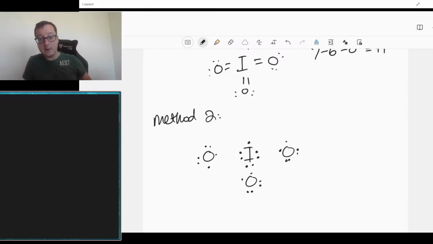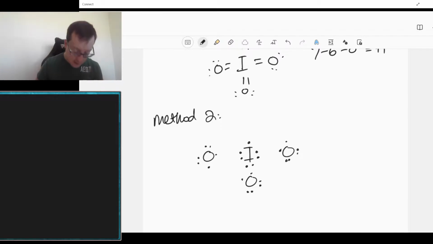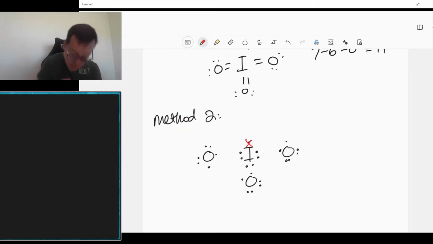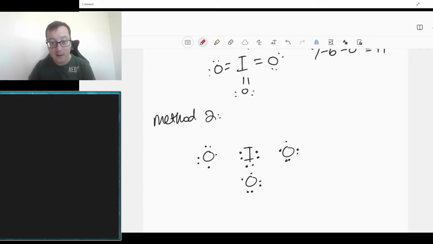Iodine has 7, the oxygens have 6. Positive charge means we are going to remove one from the central atom. So I'm going to just put a little X there. That's the one we're getting rid of. Doesn't matter which one you get rid of, but that's the one I'm getting rid of. So there it is. It's gone now. So that's our positive charge taken care of.